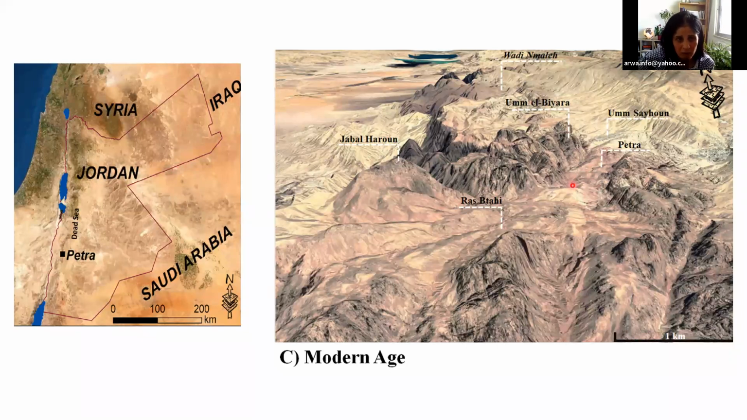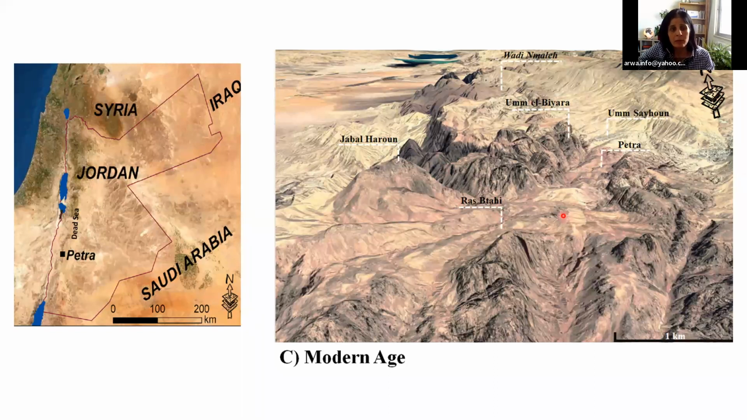Maybe this image is not clear very well, but this is an aerial photo which shows the current, modern Petra, archaeological sites like al-Bayara, Sayhoun, and Ras Ftahi in the south. And as you can see, it is completely a dry area.